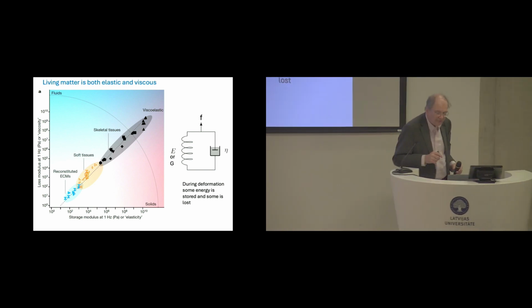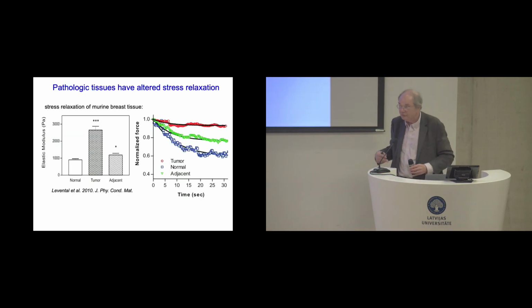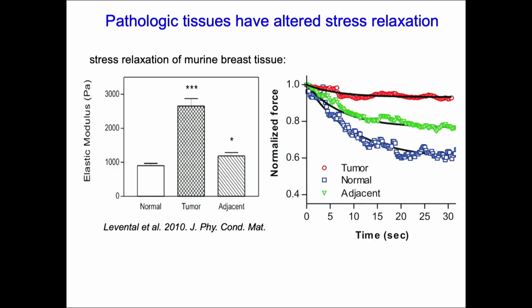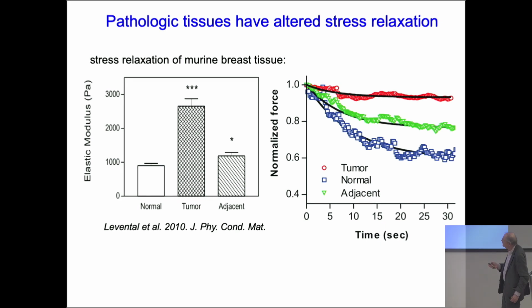And partly the reason it's important, or one illustration of why it's important, comes again from cancer measurements. So here again is a study of breast tumors in the mouse. I told you before that, at least in some kinds of tumors, the tumor is much stiffer than the normal tissue.